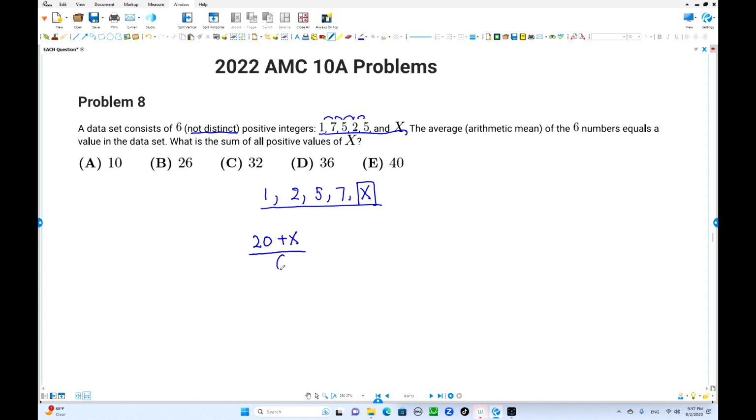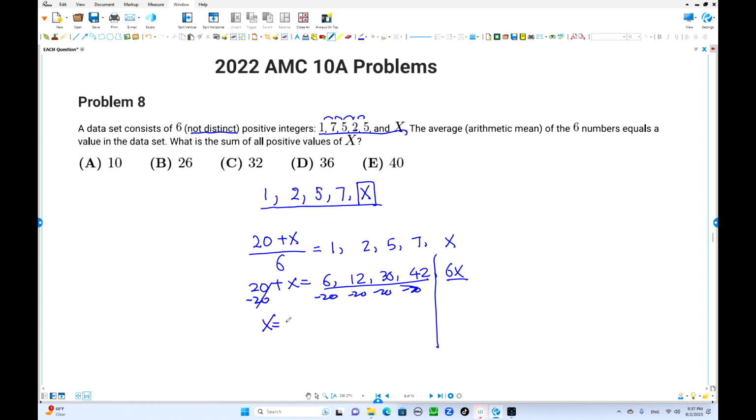When you divide by 6, it can be 1 or 2 or 5 or 7 or x. You multiply 6 over here. So it looks like this: 20 plus x equals 6, or 12, or 30, or 42, or 6x. First we can try this one, because this one has the x over here. So minus 20 on all the sides: minus 20, minus 20, minus 20, minus 20.